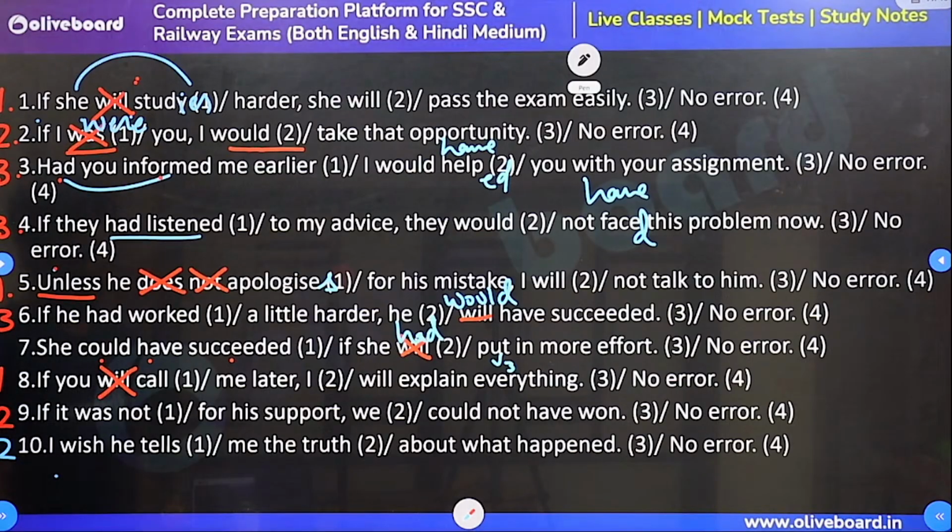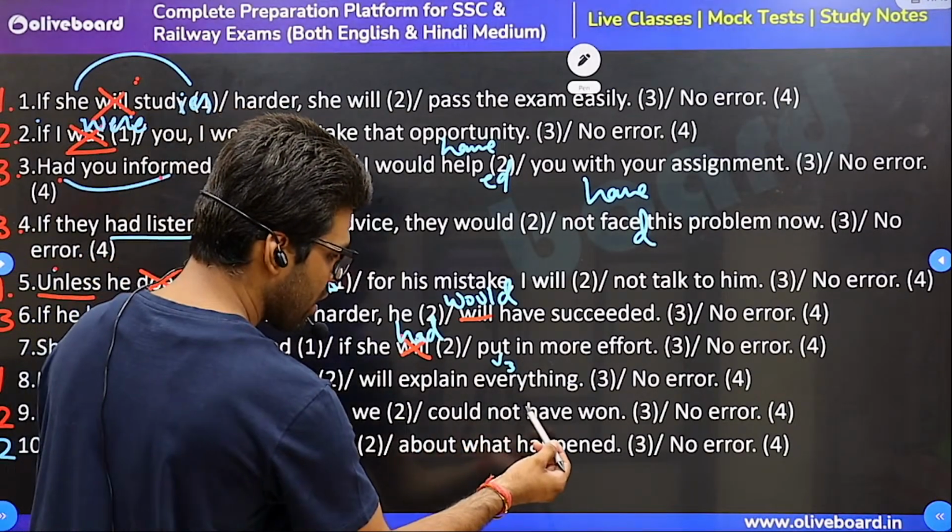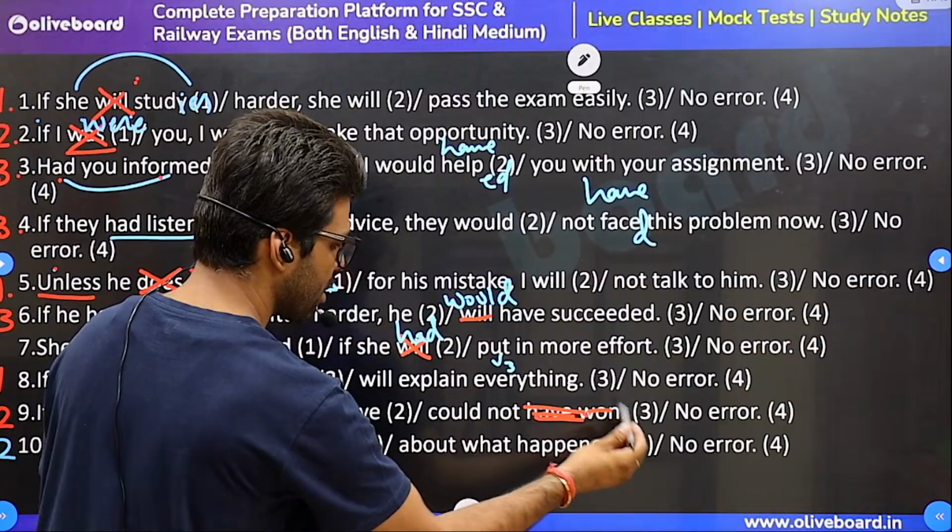If I was, if it wasn't for his support, we couldn't have won. Ninth one, everyone, that's the second conditional. If it wasn't for his support, we couldn't have won. We could not win will be a better choice.